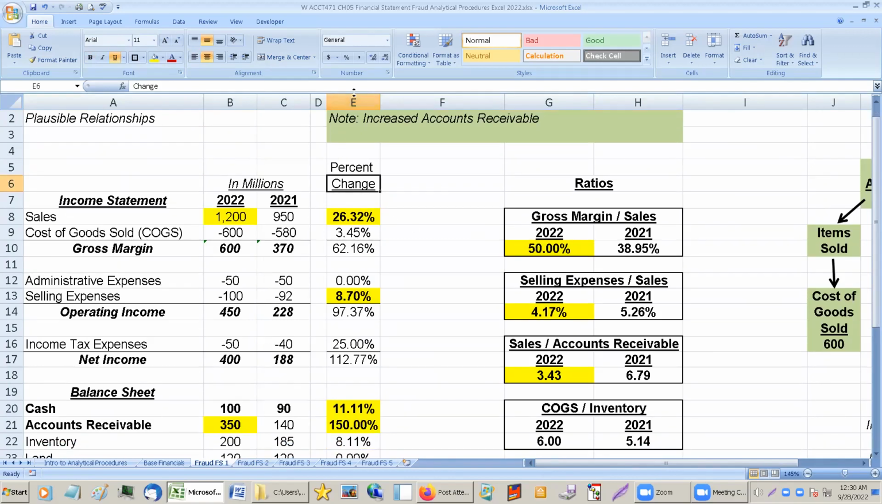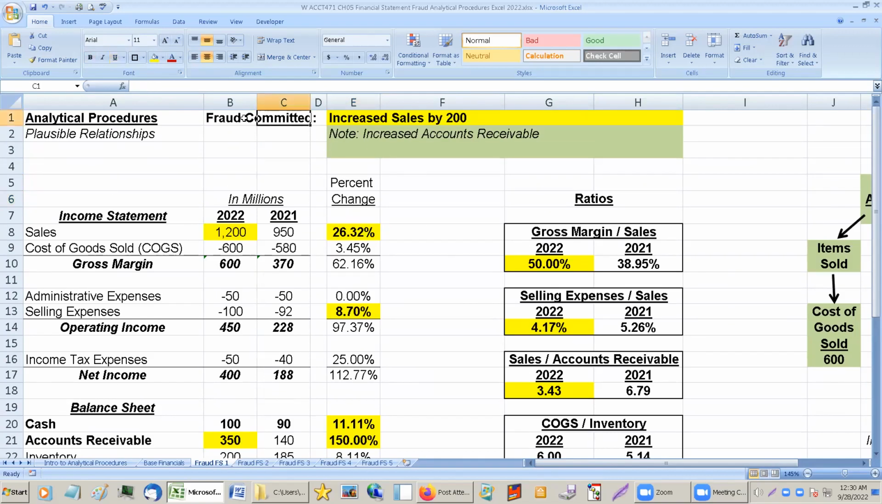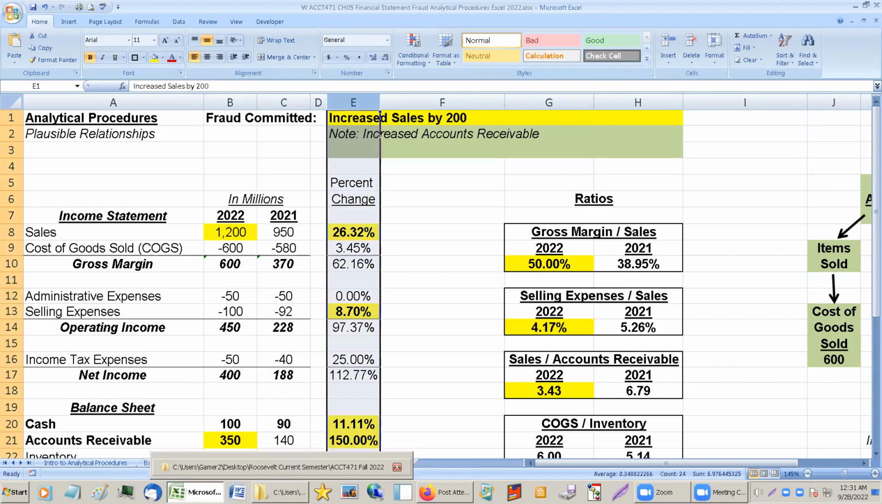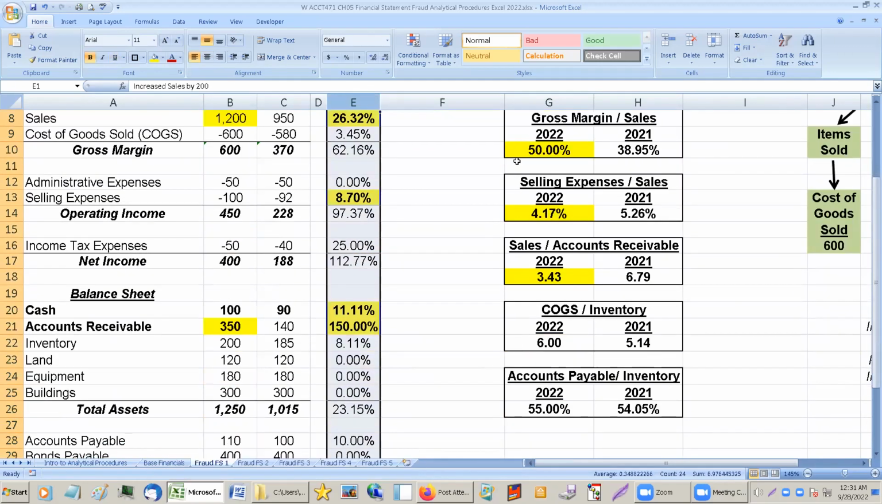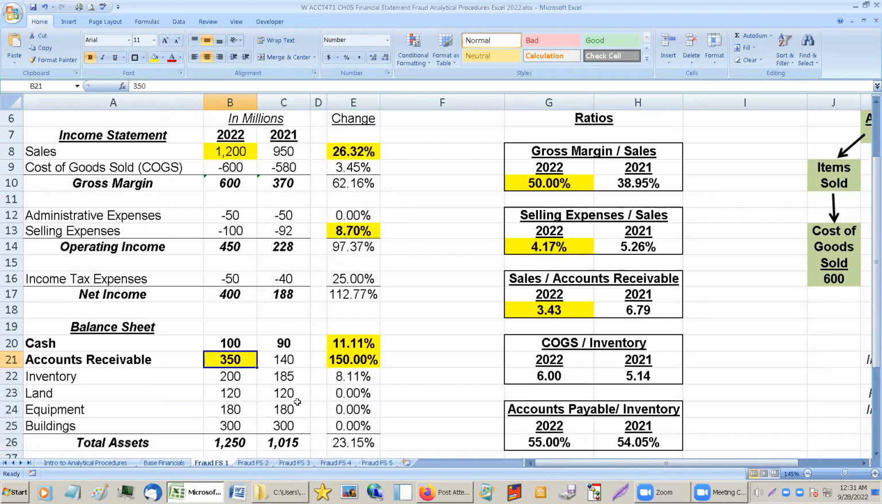So this is the fraud, and the question is, how would you detect it? Well, this is how you would detect it. These ratios are how you would detect it, and you'd start looking for how these sales came about.